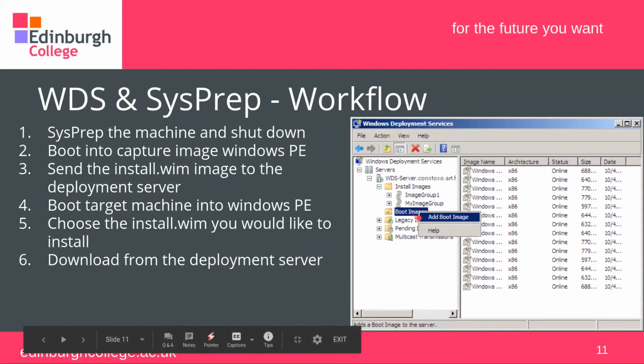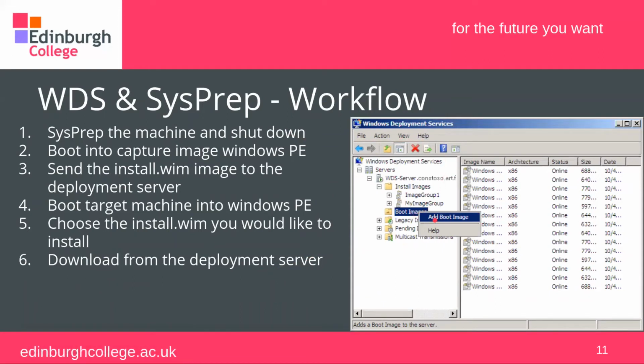So here is an example of what Windows deployment services looks like, okay? We can right click here and we can do add boot image, and we can navigate to our DVD ISO and we can add a boot image, and then we can have install images here. So we run Sysprep on the machine and shut it down. Then we reboot the machine.